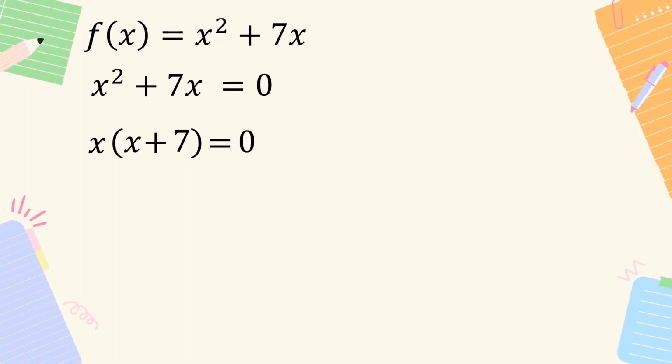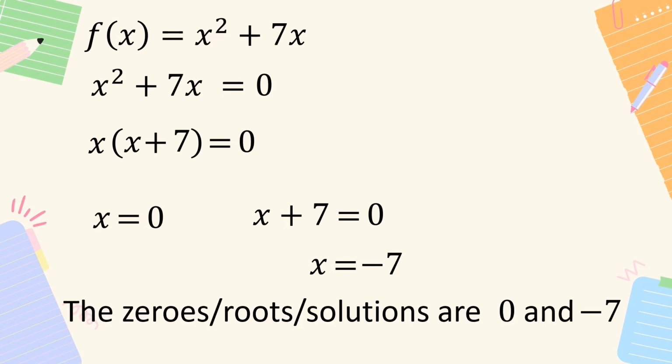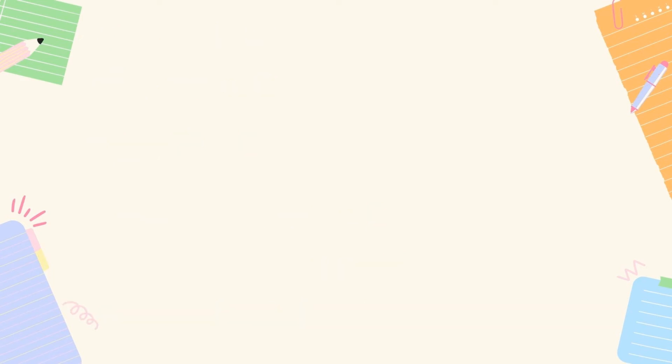Our next step is to equate each factor to 0. So x is equal to 0. And x plus 7 equals 0. We transpose positive 7 to the right side of the equation. X is now equal to negative 7. The zeros, roots, or solutions are 0 and negative 7.